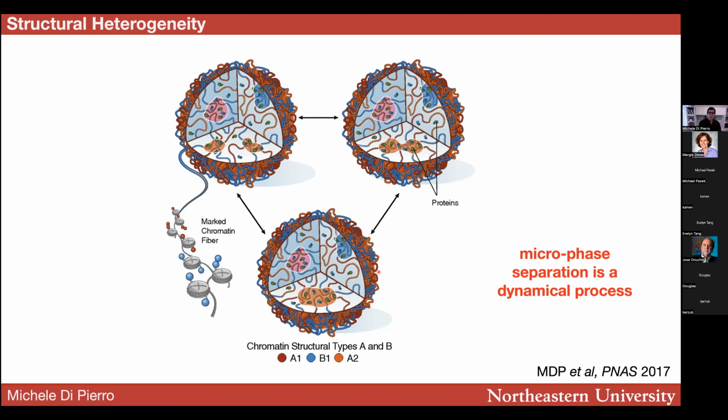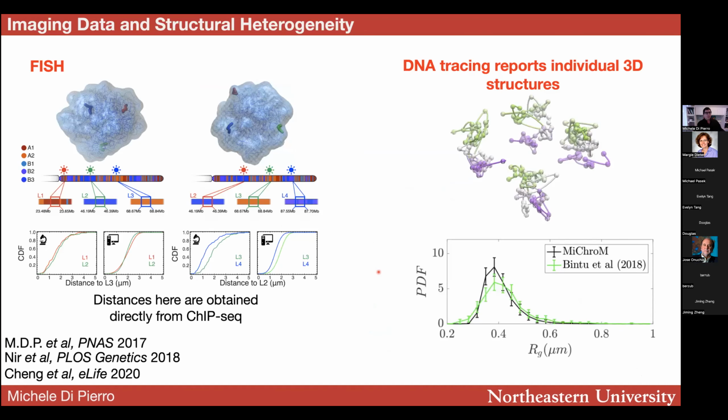And so we tried to figure out if this was corresponding to what experiments testing the dynamics of chromosomes in vivo were observing. And so we started looking at imaging data, FISH data. We could reproduce the FISH data. Then more recently, there are DNA tracing experiments that involve individual 3D structures. So we could calculate the radius of gyration of our structures and the heterogeneity of our structures and compare it with the heterogeneity of single cell imaging. And we found very good agreement.